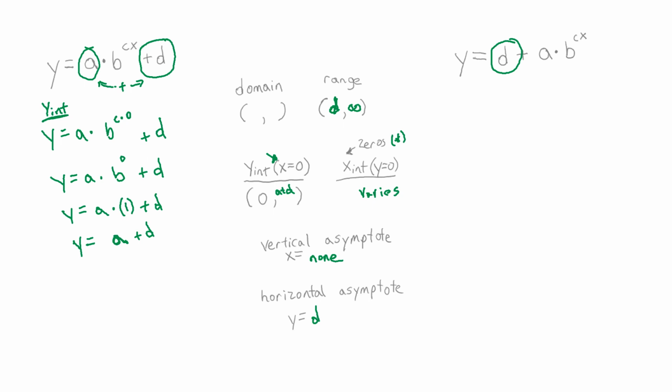So finally, let's talk about the domain. We don't need to look at any of the numbers to find the domain because there are two possibilities in terms of how the graph can look.